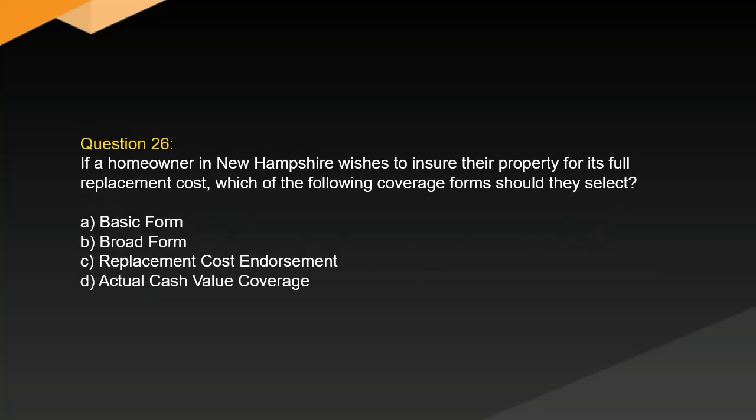Question 26. If a homeowner in New Hampshire wishes to insure their property for its full replacement cost, which of the following coverage forms should they select? A. Basic form. B. Broad form. C. Replacement cost endorsement. D. Actual cash value coverage.